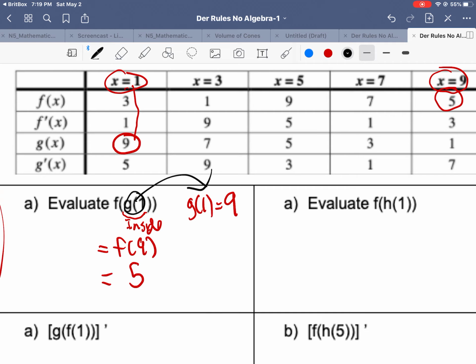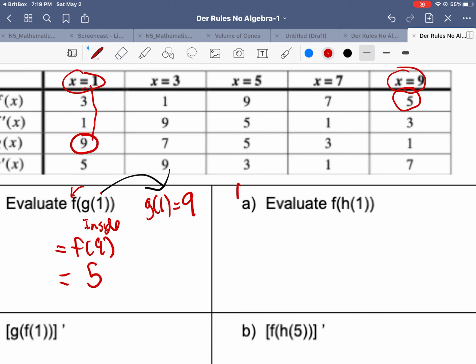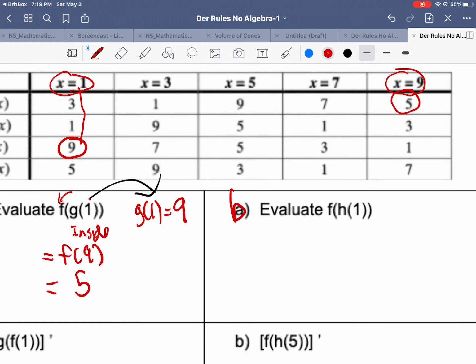Okay, so again, think of the way it works. You start with an x value, you apply the rule g. Once you get that answer, you take that answer and you apply the rule f. Okay, so that's composition of functions with BEDMAS. Let's try another one here. This one should be b. So now we're going to do f at h at 1.